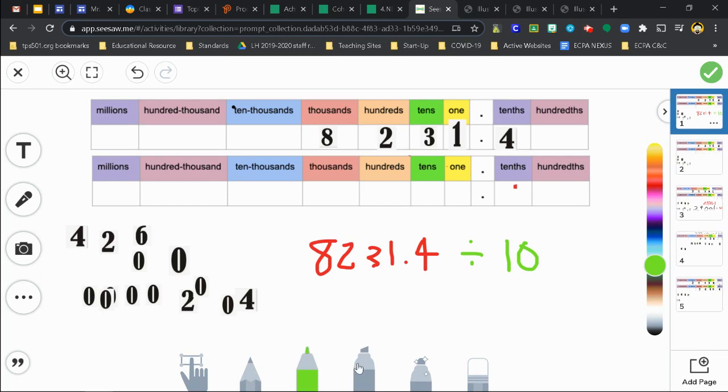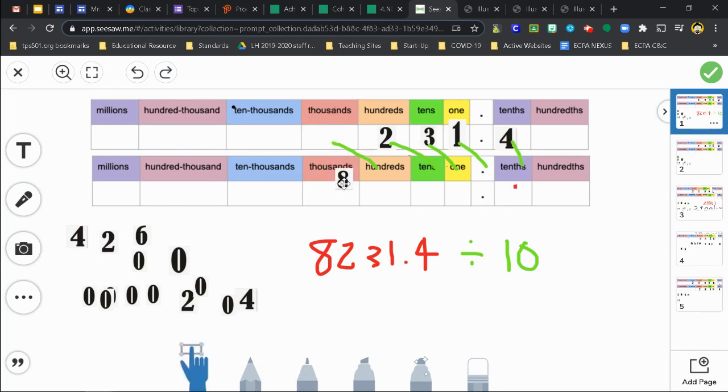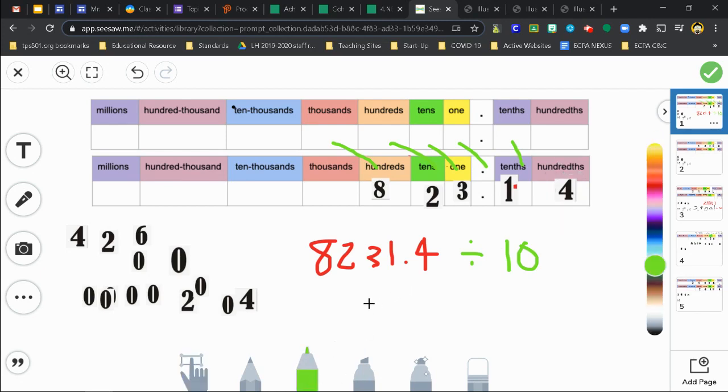And so we can take our device here, our arrow, and we can point them right over here. Where are they going to go? 8's going to go over here, 2 over here, 3 over here, 1 over here, 4 over here. There you go. Boom. Boom. Boom. So it got smaller. Our new number became 823.14.